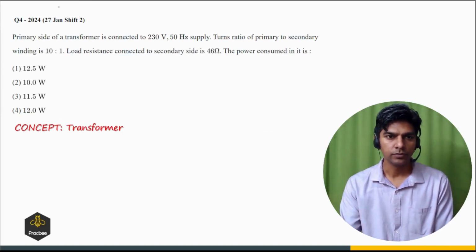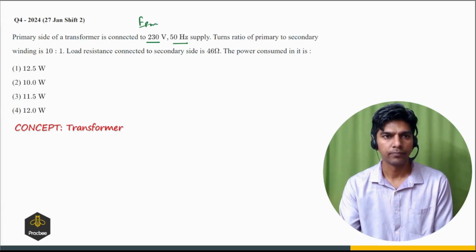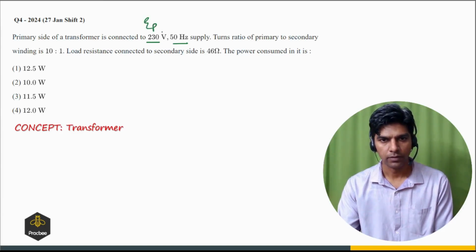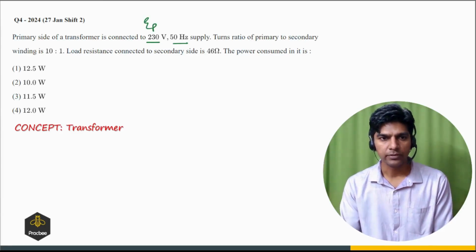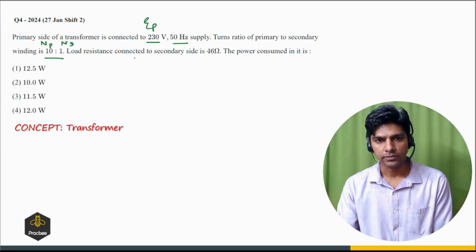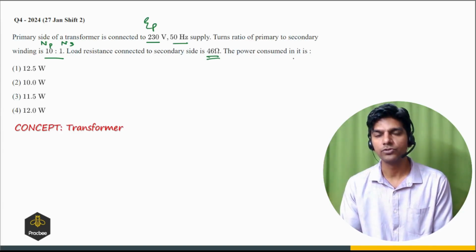Now let us see this question. Primary side of the transformer is connected to 230 volt and 50 hertz supply. So this is ERMS, or you can say EP. The turn ratio of primary and secondary is this. So this will be NP and this will be NS. And the load resistance connected to the secondary side is 46 ohms. The power consumed in that.